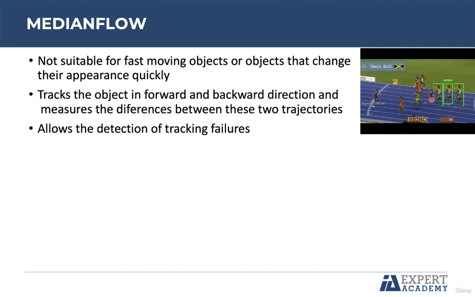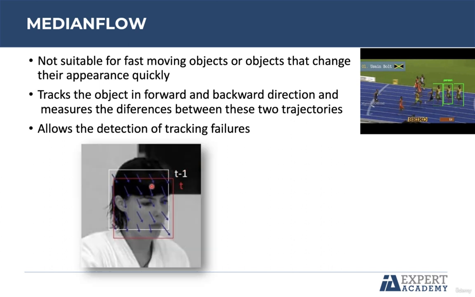In this example, you can identify if a runner is going out of his or her lane and is invading someone else's lane. This image shows how the algorithm works. We have the previous frame, t-1, the current frame, letter T here, and the arrows indicate the direction of the next movement.